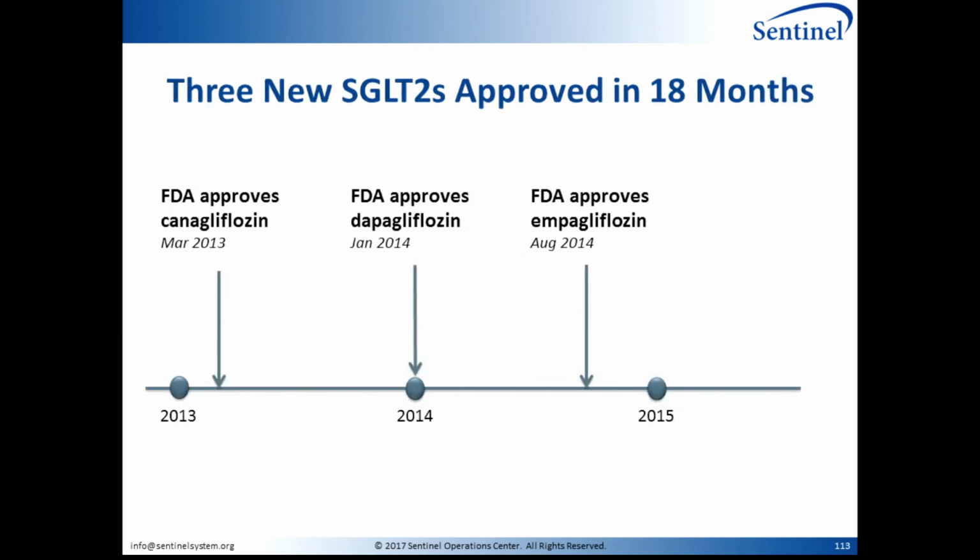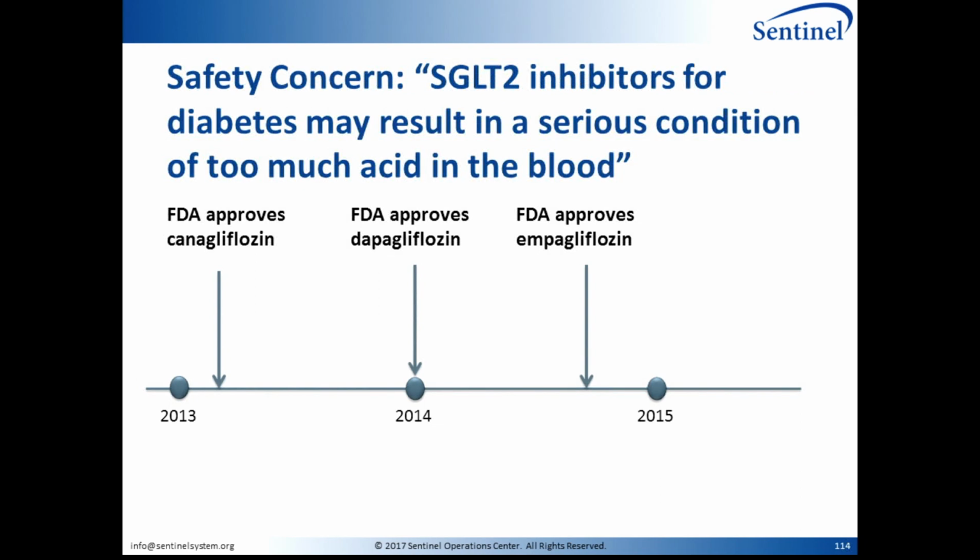So this is just a timeline to give you a sense of what we're talking about. There were 3 new medications in this class approved since 2013. And so you can see the sequence of the availability of this medication to the general population. As the medication became available to folks, there started to come in case reports or something through the spontaneous reporting system.